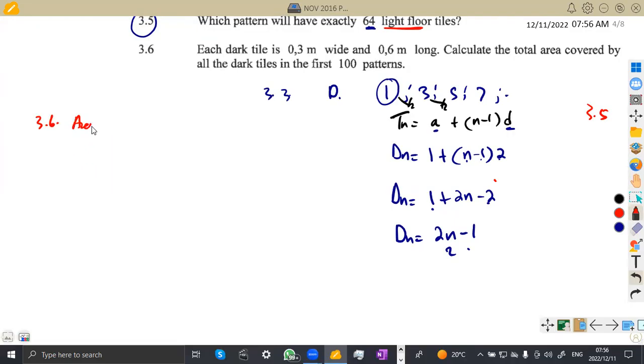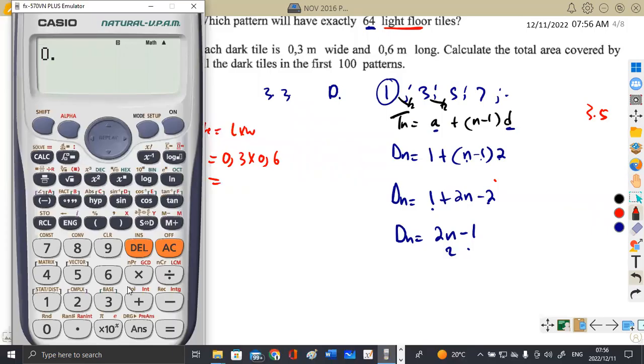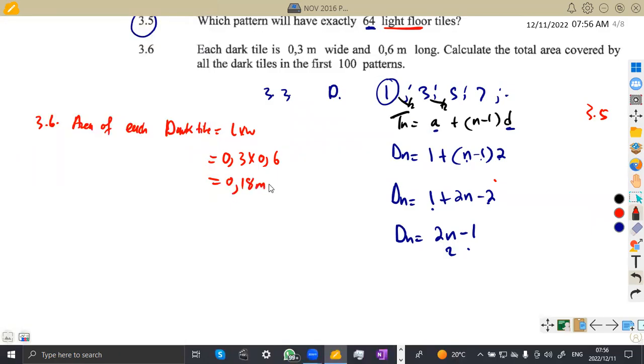So the area of each ductile, that's a rectangle. Remember, a tile, guys, is of rectangular format. So we are given the length and width. We are going to multiply length times width, which is 0.3 times 0.6 or 0.6 times 0.3. This is the area of each tile. So 0.3 times 0.6 gives us 0.18. So we have got 0.18 square meters for each tile.